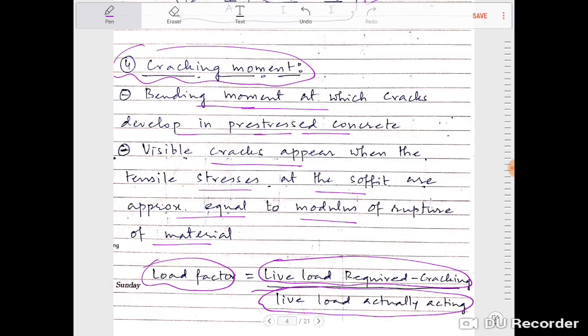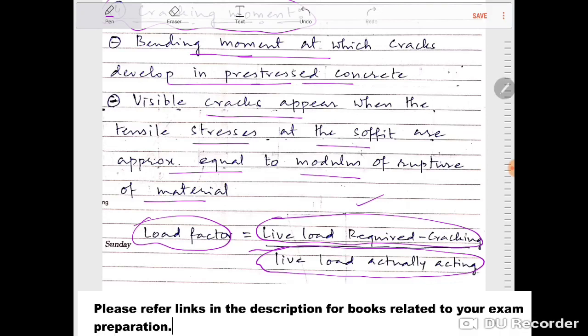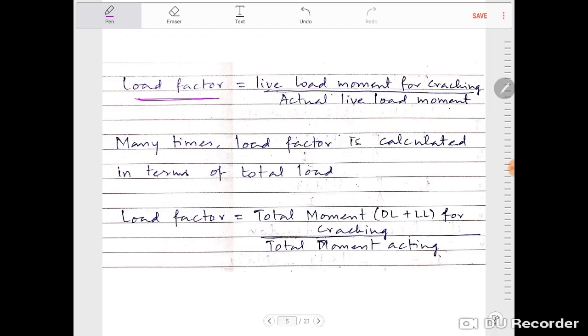That means we are saying that it is the bending moment due to externally applied load, but in that we have to be specific. It is the externally applied live load for which your cracking moment is basically defined. So the load factor value is equal to the live load that is required for cracking divided by the existing live load. That will obviously define your factor of safety. So load factor is equal to live load moment required for cracking, divided by actual live load moment.